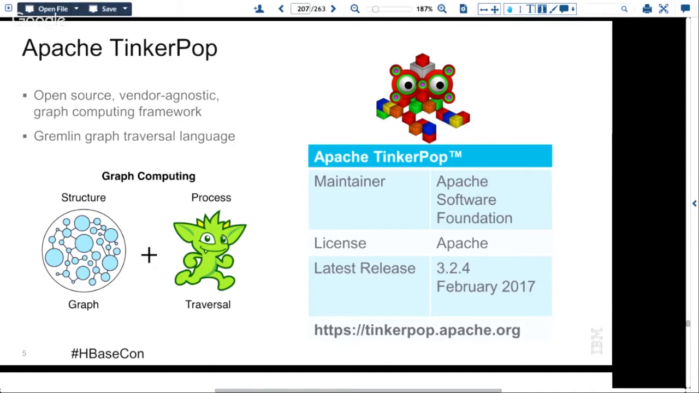So as we continued working in the graph space, we worked with the TinkerPop team and brought them into open governance at the Apache Software Foundation. We went into incubation in 2015, became a top-level project in 2016. And as you can see, we're now churning at the ASF. We have over a dozen committers and I don't know how many different contributors, but it's been a great project to be involved with.